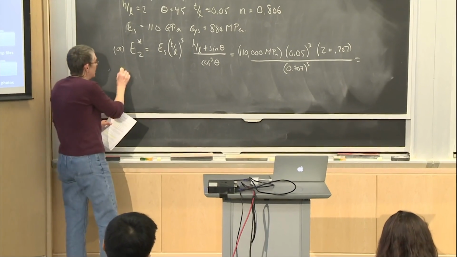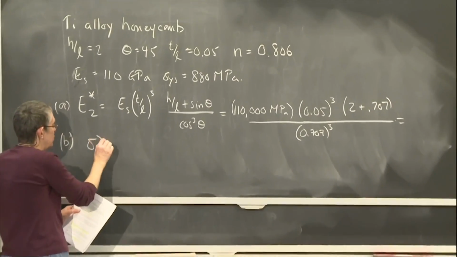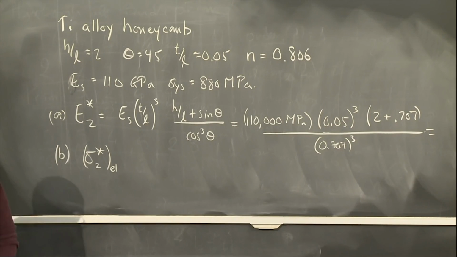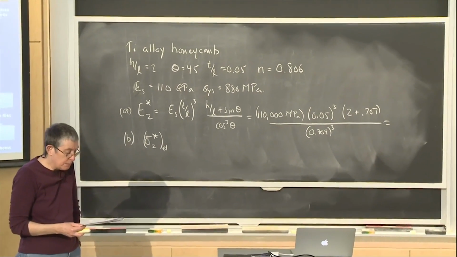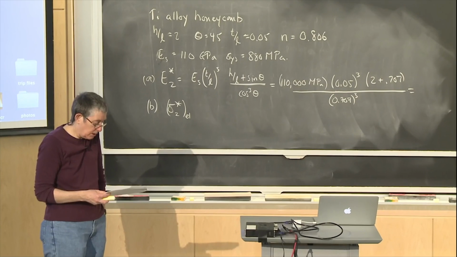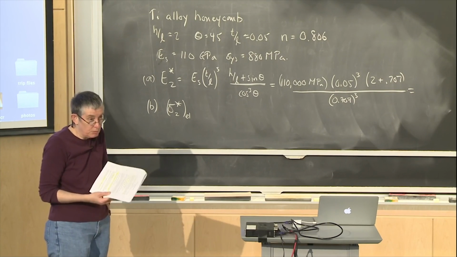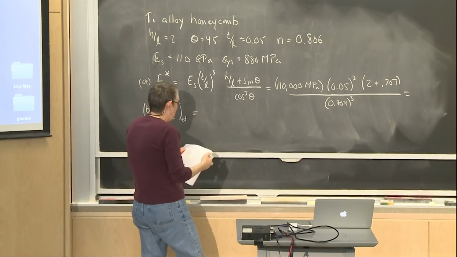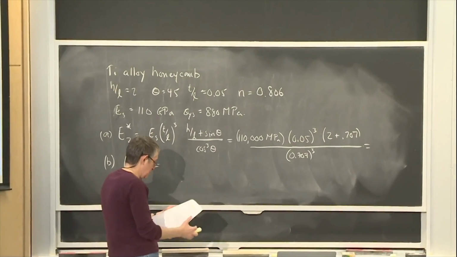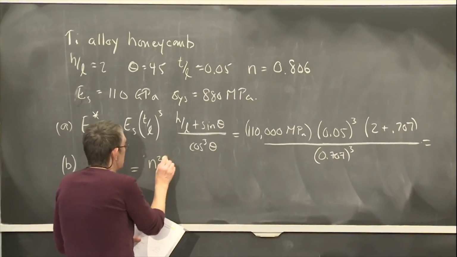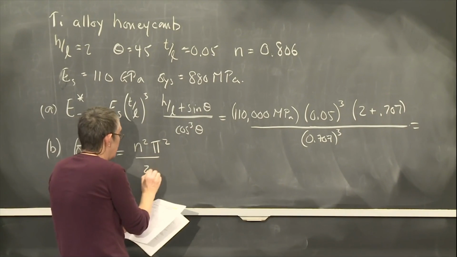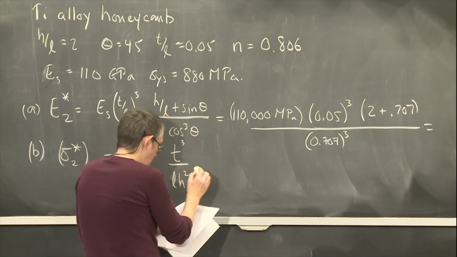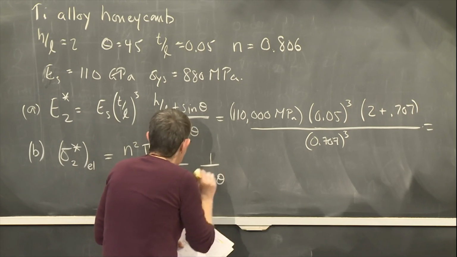Okay, the second part is the plateau stress for loading in the x2 direction. For loading in the x2 direction, it could either be an elastic buckling collapse stress or a plastic buckling collapse stress. So I'm going to calculate both, and then whichever one's lower, that's the one it would be. So let's see here. Let me see my formulas again. Here we are. So here's the buckling one. It's n squared pi squared over 24 times t cubed over L H squared times 1 over cos theta.